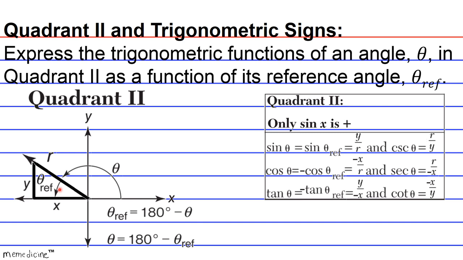So as you can see, we have our basic trig functions here and their associated signs, whether the signs are positive or sometimes negative, specifically for quadrant 2.